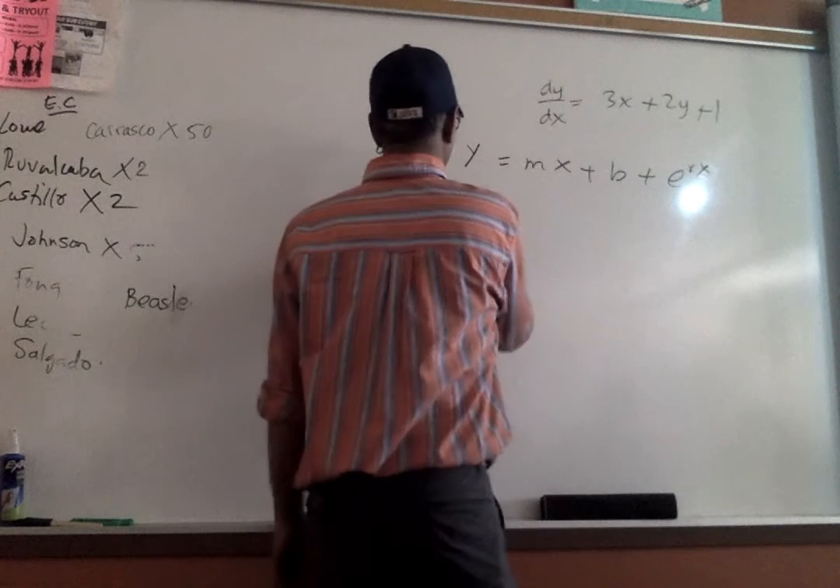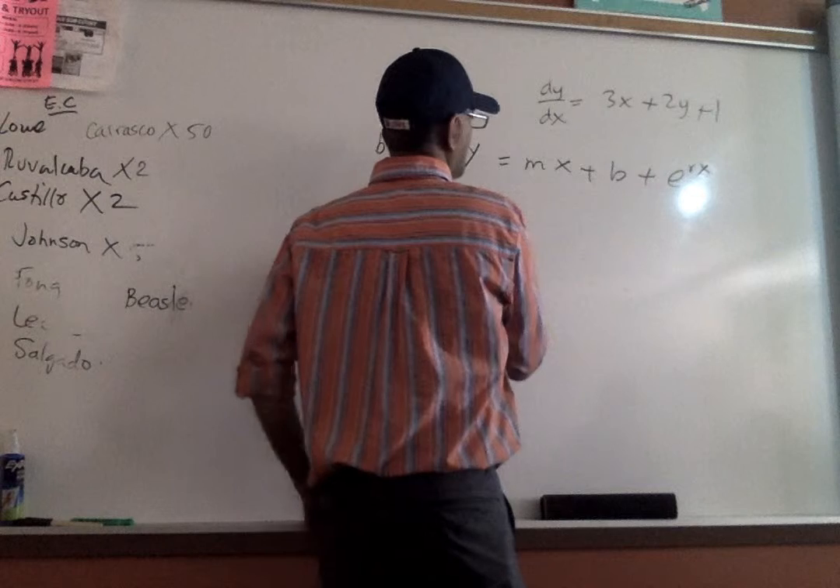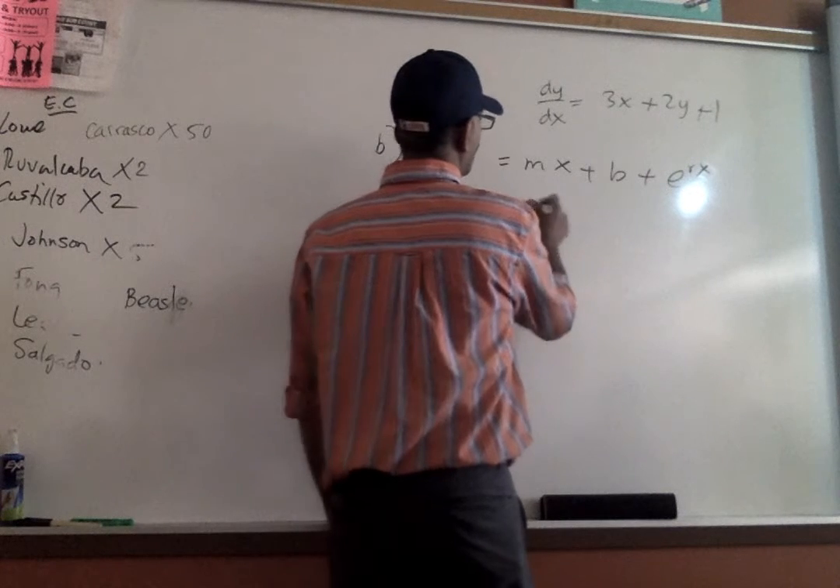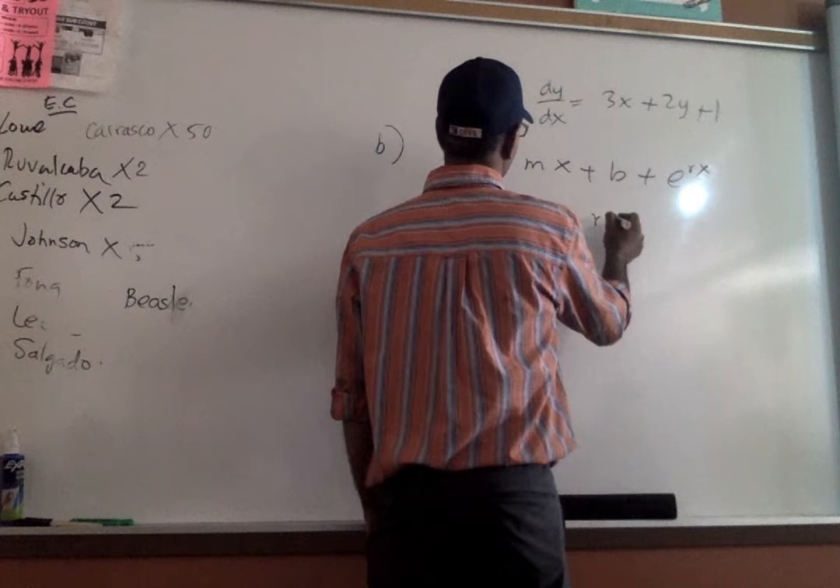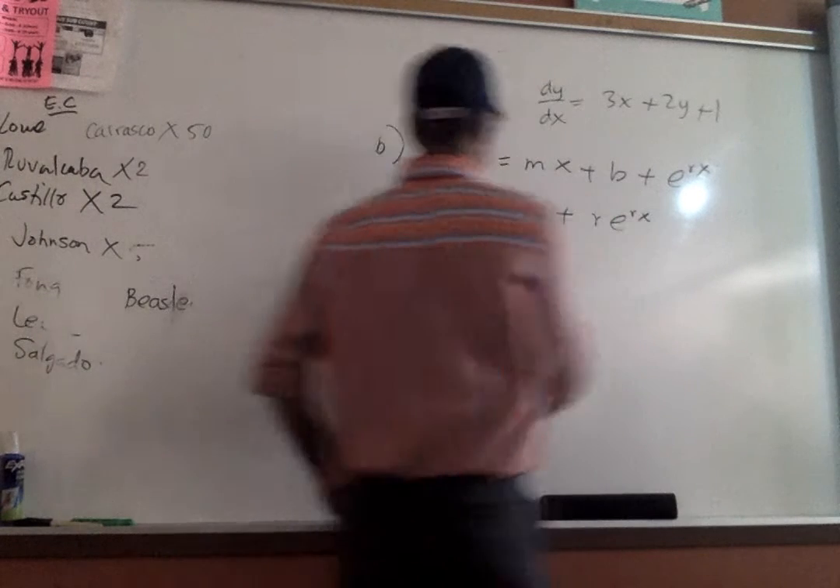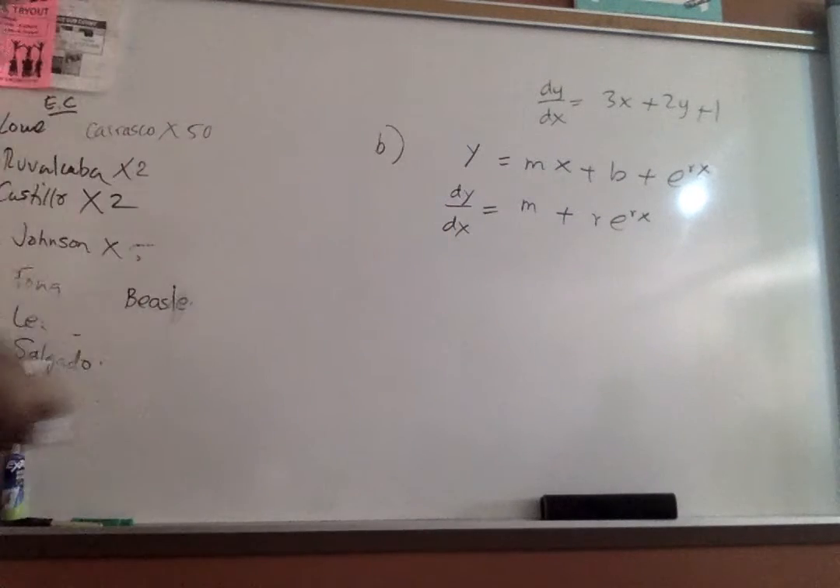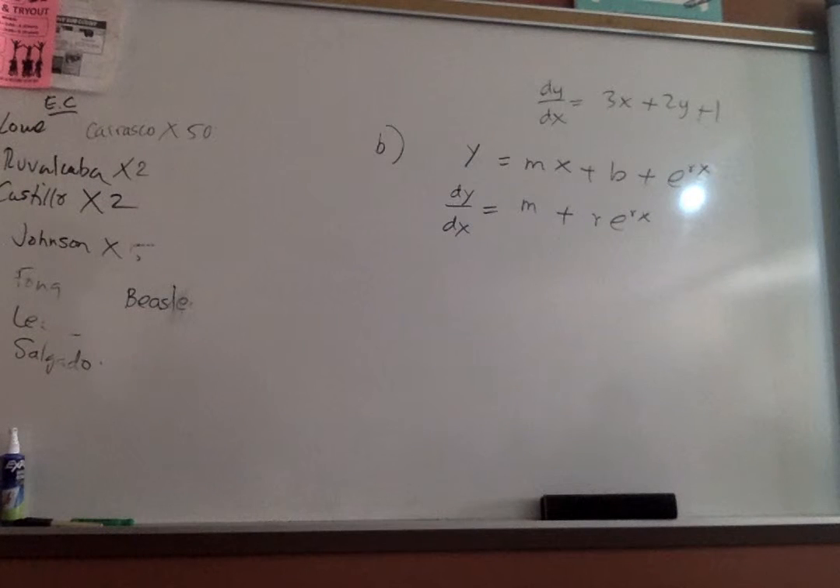So we'll take the derivative. The derivative of mx is m plus r e^(rx). And I'm stuck. What else might I do? We've done this every single time for this kind of problem. What else might I do? Set them equal.